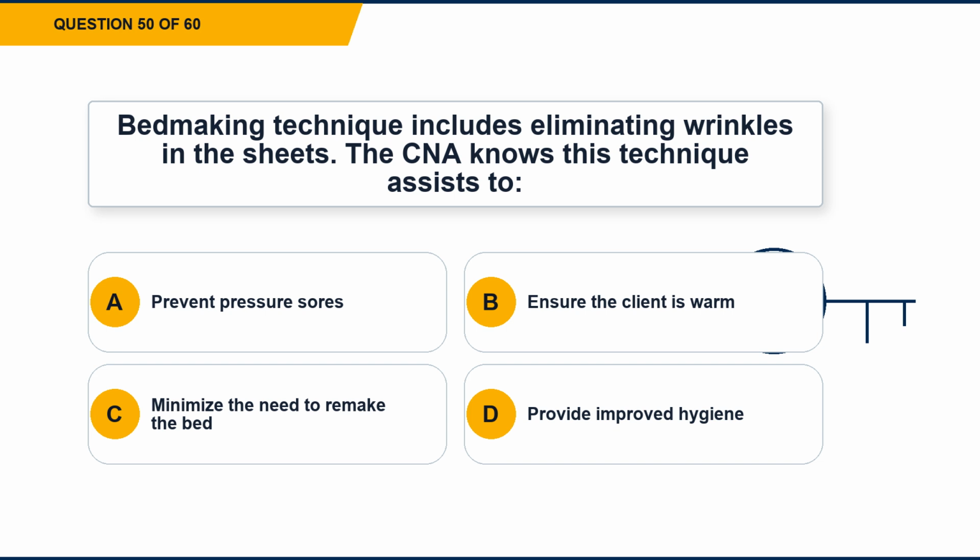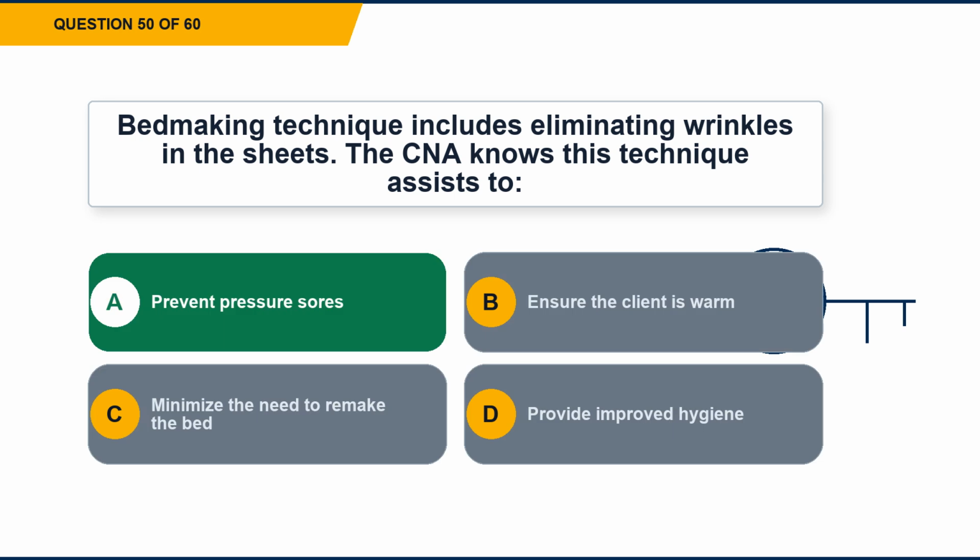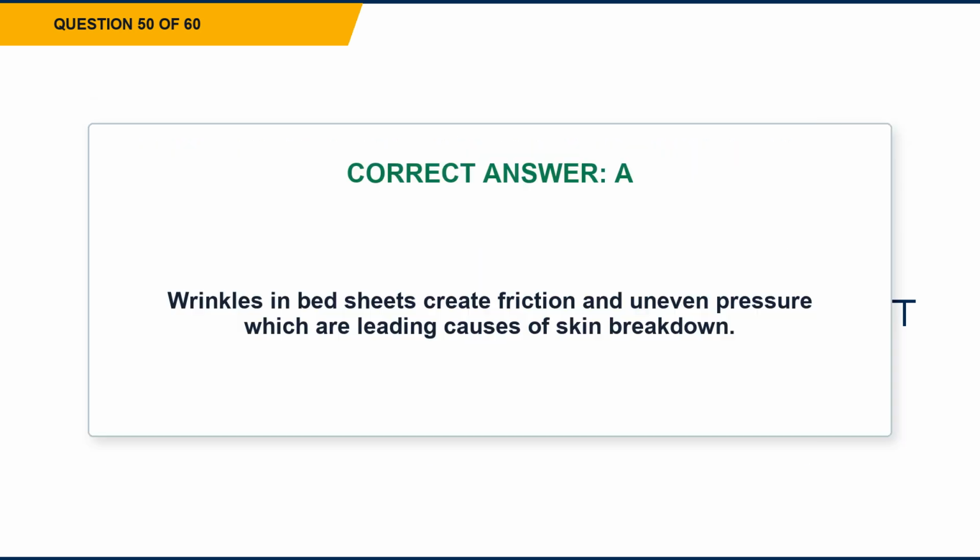Option C, minimize the need to remake the bed. Option D, provide improved hygiene. The correct answer is option A, prevent pressure sores. Explanation: wrinkles in bed sheets create friction and uneven pressure, which are leading causes of skin breakdown.